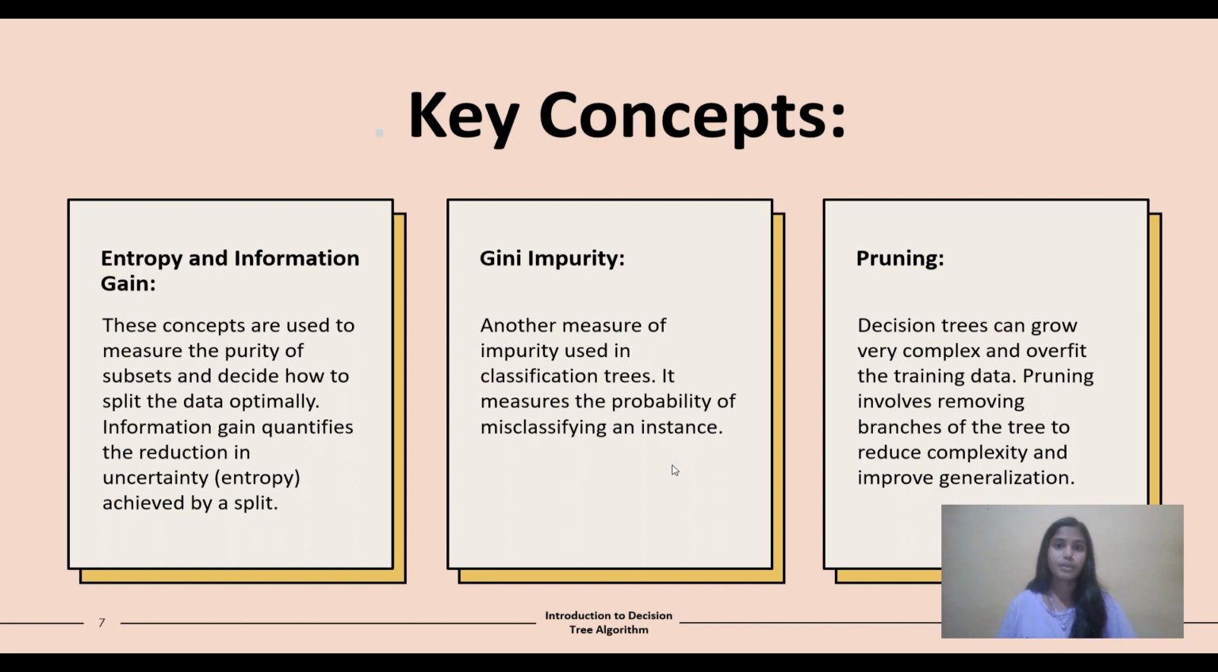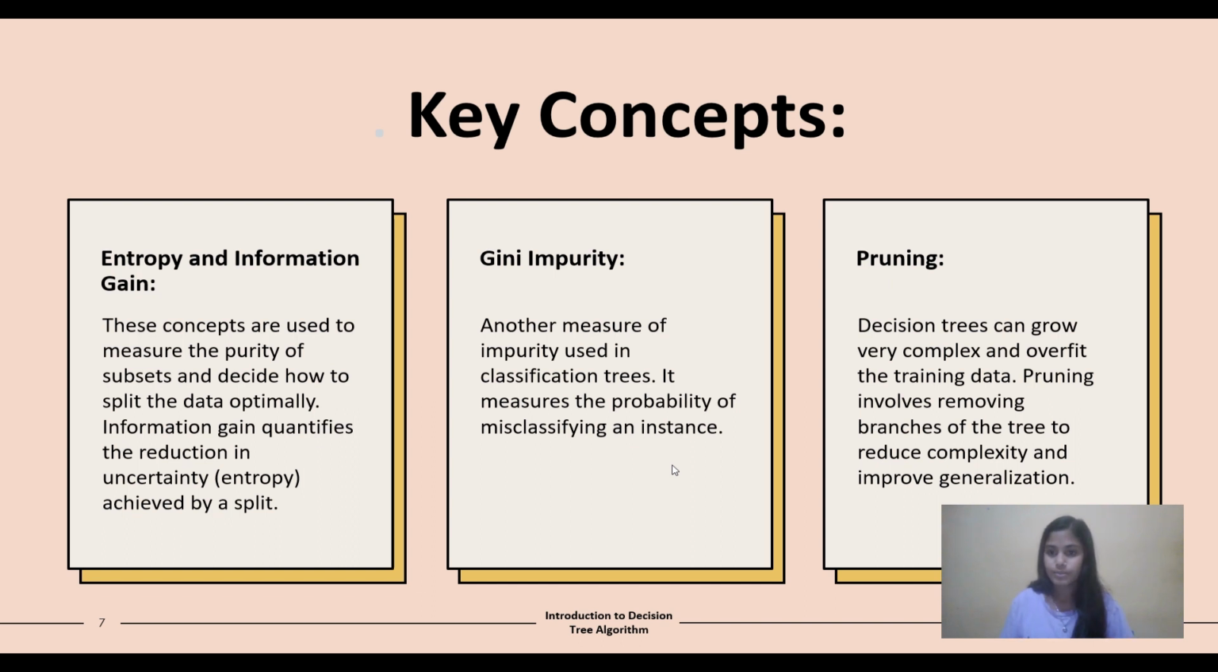Gini impurity is another measure of impurity used in classification trees. So this is also a measure of impurity. It is used in classification trees. It measures the probability of misclassifying an instance. So it makes sure that we do not misclassify any instances.